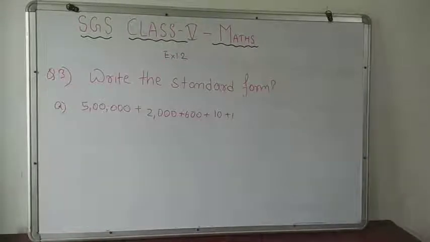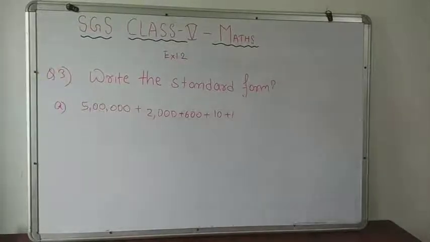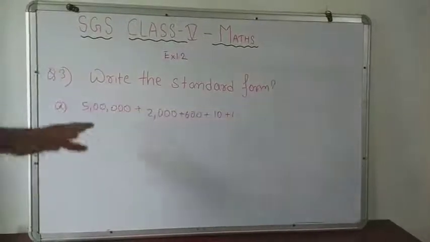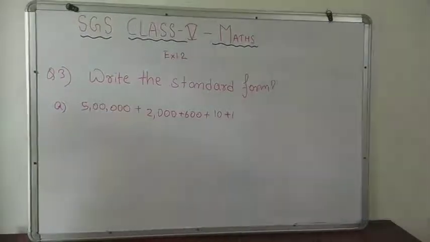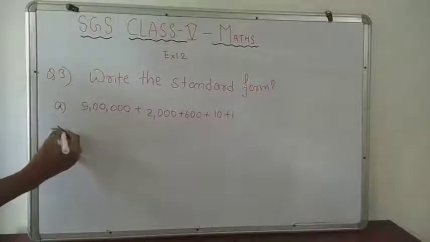So now we are going to move on to the next question: write the standard form of 5 lakh plus 2000 plus 600 plus 10 plus 1. It is the inverse process of the previous question. We have to add the following numbers and form the proper number from which it is derived. Simply, we have to do addition.